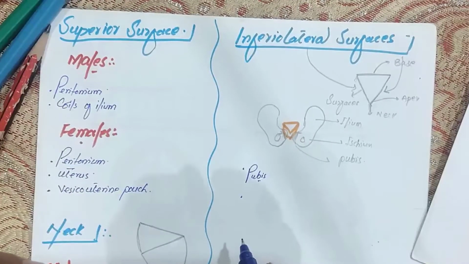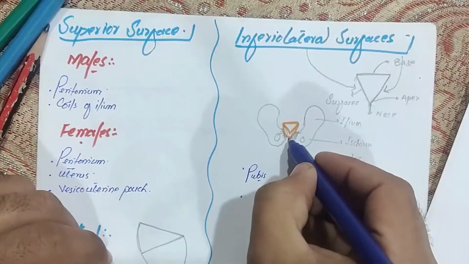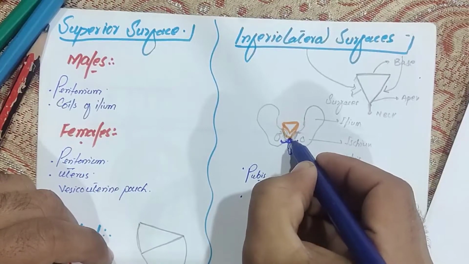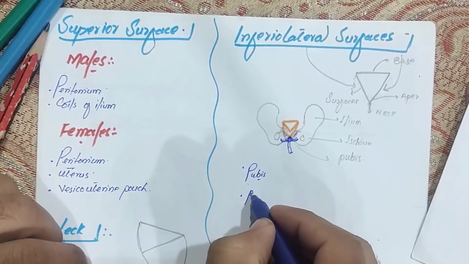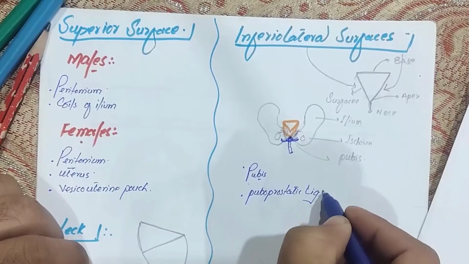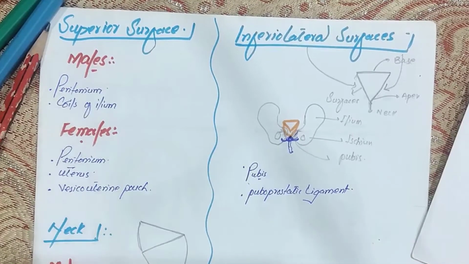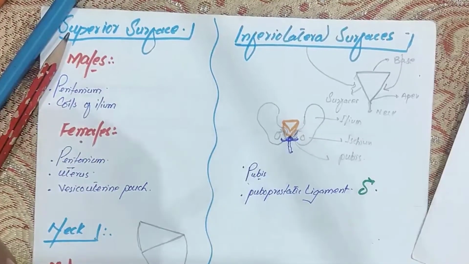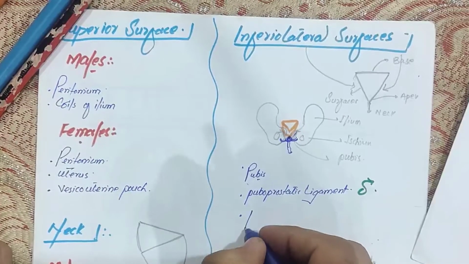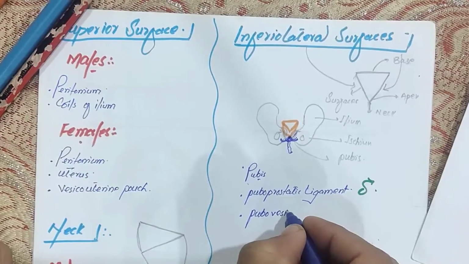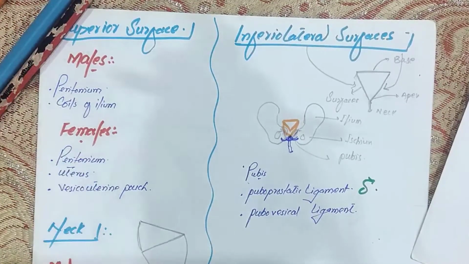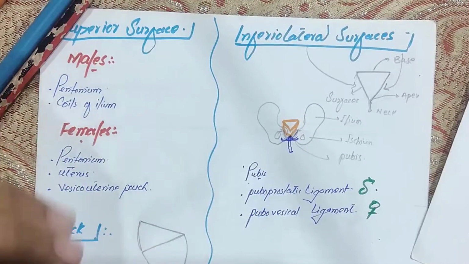Then there is the puboprostatic ligament in case of males. Here is your urethra in case of males, and here is your prostate. So there is a ligament which is called the puboprostatic ligament. Let me write it here: puboprostatic ligament. It is in case of males. Let me write in front of it for males. This is the sign for female. And in case of females there is no prostate, but which ligament is there? There is the pubovesical ligament. This is for females, and other structures are the same for all.